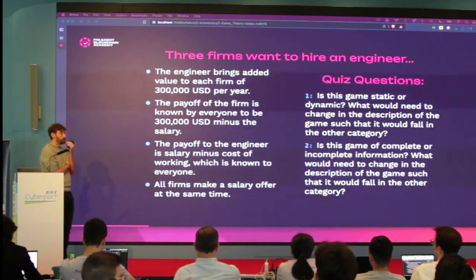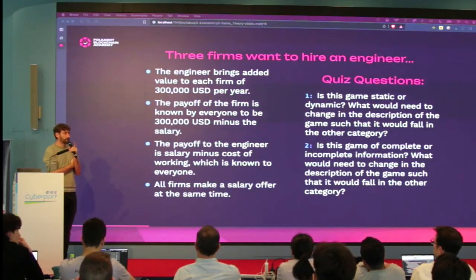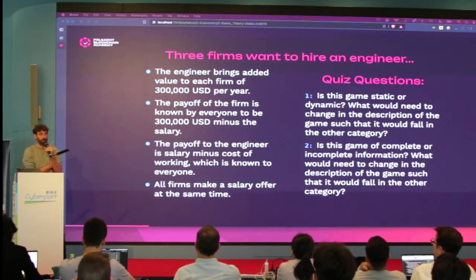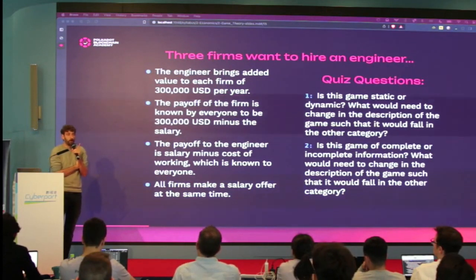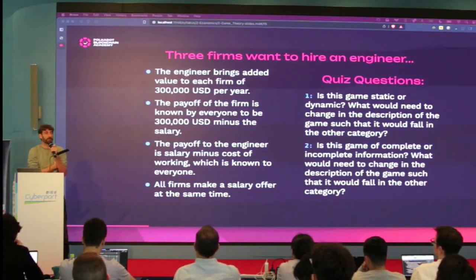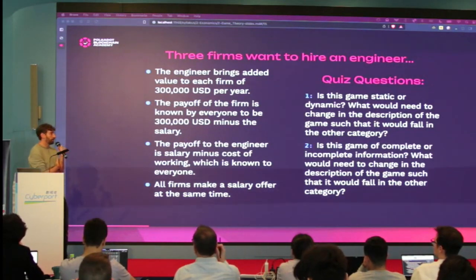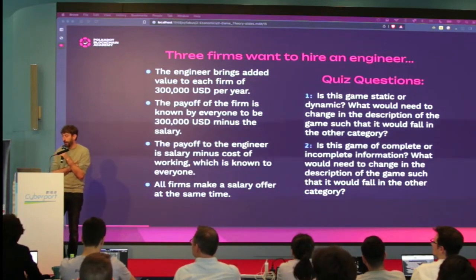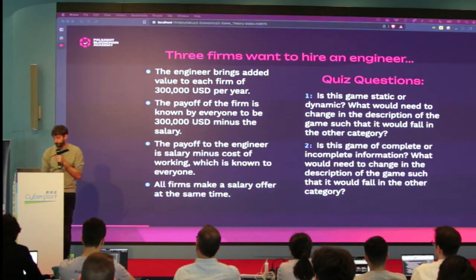So it would be incomplete if the engineer brings different value to each firm, and the firm does not know how much value it would bring. Okay, the last part is the important part, because if he brings different value to each firm, but this is known to every firm, that doesn't matter, right? There needs to be some uncertainty about the payoffs here. Yeah. So we focus mostly on static games with complete information, but we will also, in the auction lecture tomorrow, look a little bit more into dynamic games, also with incomplete information.